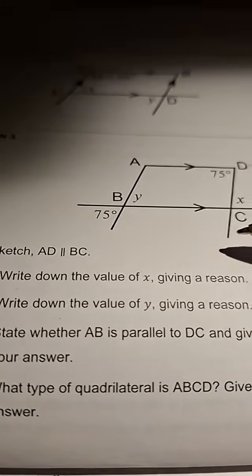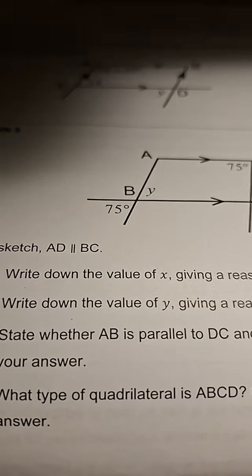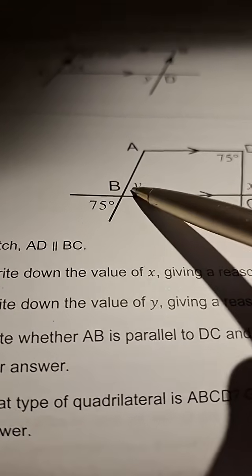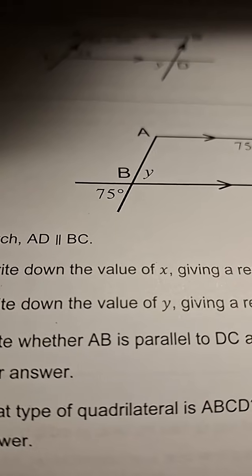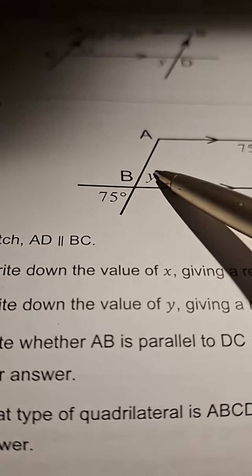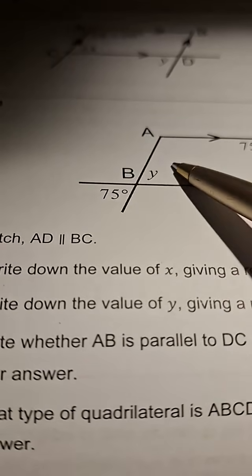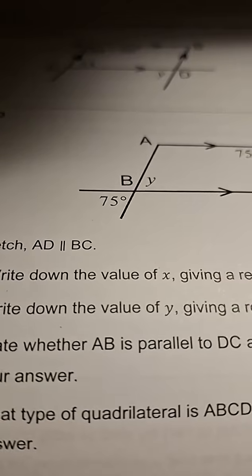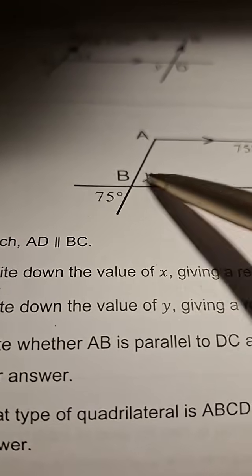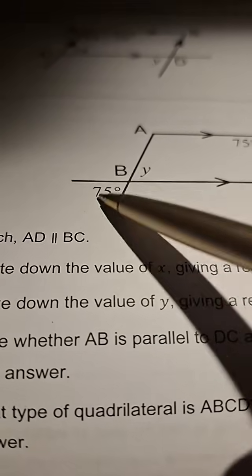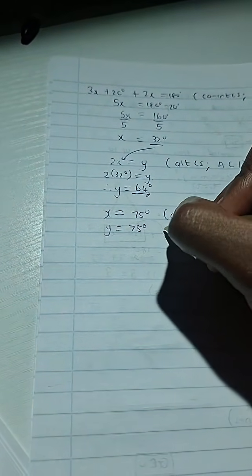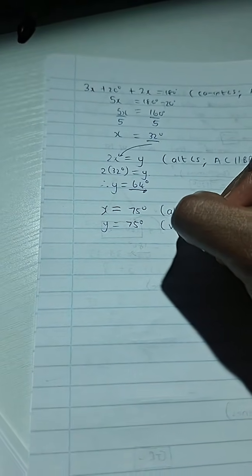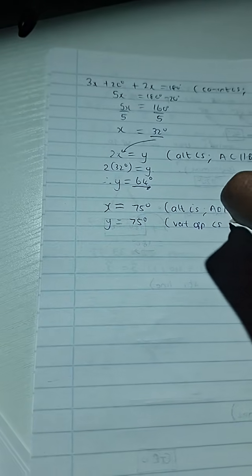Write down the value of Y giving a reason. Josh, Y is 75. Josh is saying Y is 75, and Josh is saying vertically opposite. Y is 75. Do we agree? Definitely, Y is equal to 75 degrees. Reason: vertically opposite angles are equal.